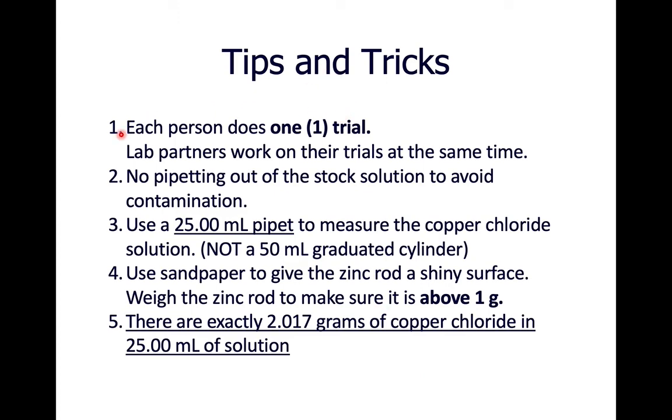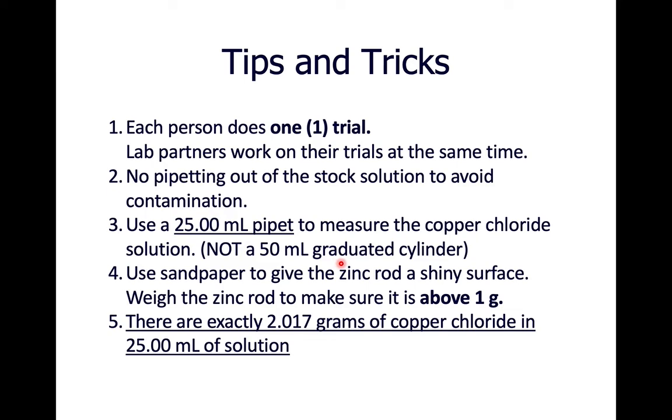All right, here are some tips and tricks. Each person does one trial. Lab partners work on their trials at the same time, so you and your partner together will have 2 trials, with each of you running your own trial side by side. Don't pipette directly out of the stock solution bottle that comes from the stock room. You will use a 25.00 mL pipette to measure the copper chloride solution, and not a 50 mL graduated cylinder.